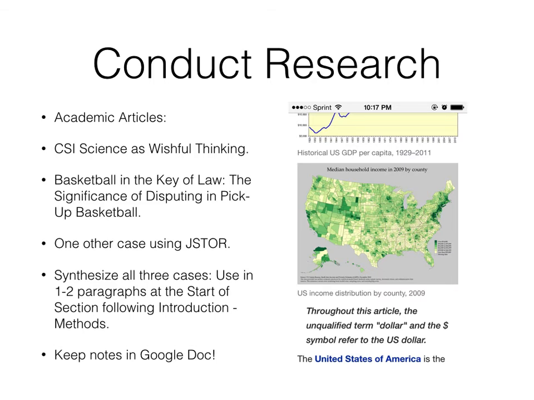Then you're going to conduct your research, and there are lots of different forms that this could take. So you can read academic articles. You should definitely read our two articles, CSI Science Is Wishful Thinking and Basketball in the Key of Law. You should do one other article using JSTOR. I said case here, but article. Then you're going to synthesize those cases, meaning you're only going to do like one to two paragraphs. And this is going to be in the section following the introduction called the method.